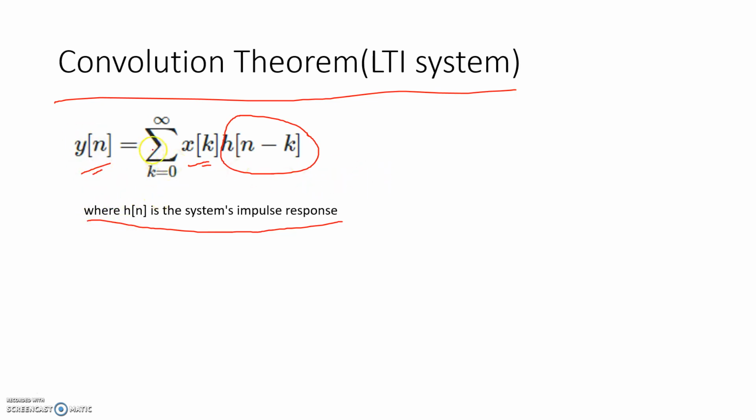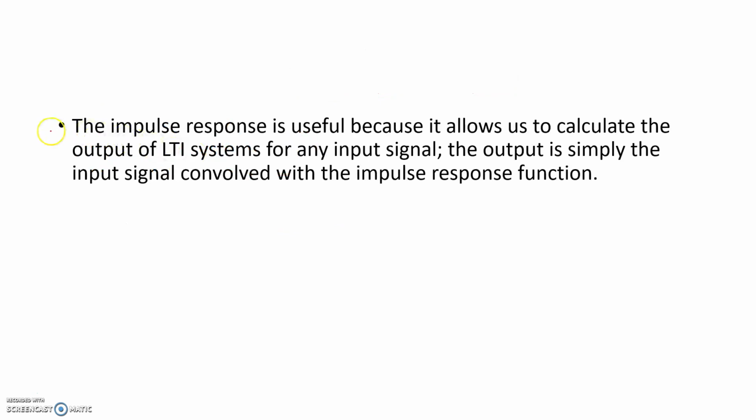Okay, in terms of discrete domain, if you take continuous domain, then that will be y of t. Okay, so this is the importance of the impulse response of a system. That's what I have written here.